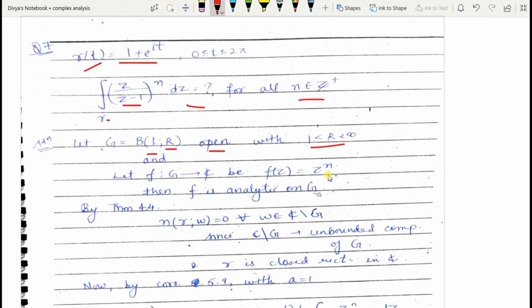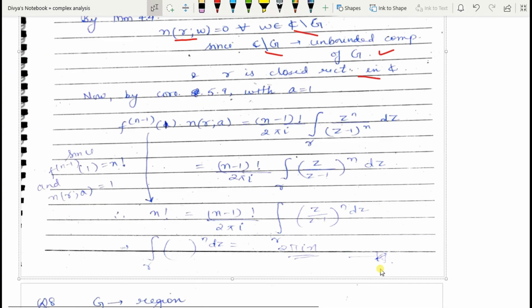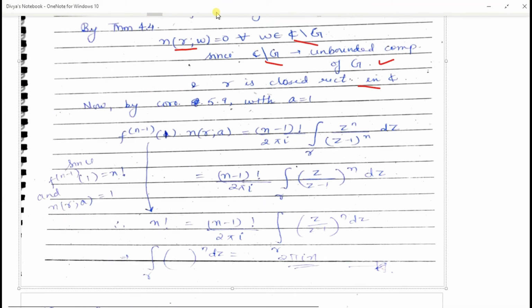Now, let f from G to C be defined as f of z equals z to the power n, a polynomial function of degree n. Then f is an analytic function, because it is a polynomial function. Then by theorem 4.4, the index of gamma with respect to w is 0 for all w belonging to C minus G, since C minus G is the unbounded component, and gamma is a closed rectifiable curve.